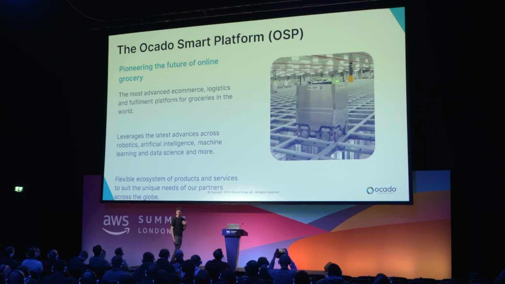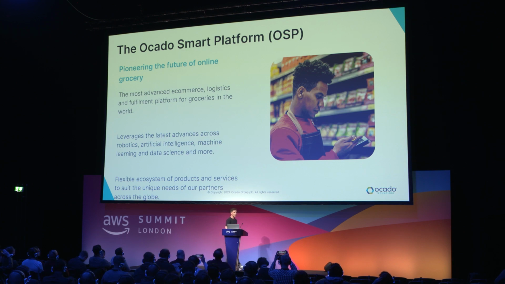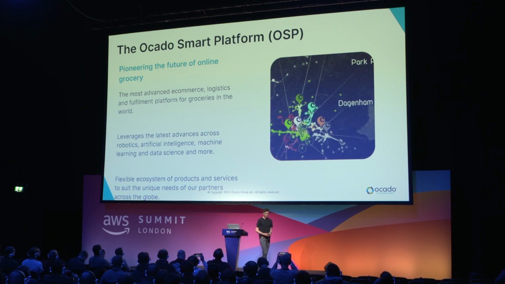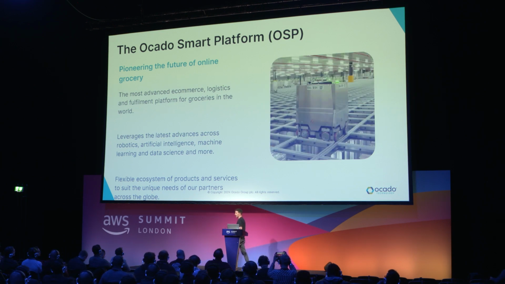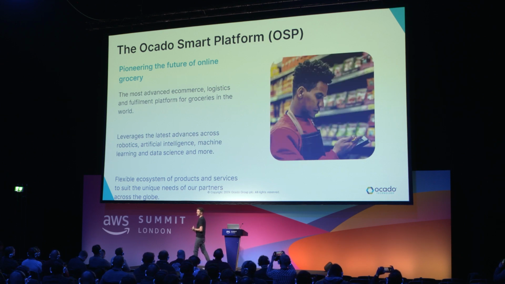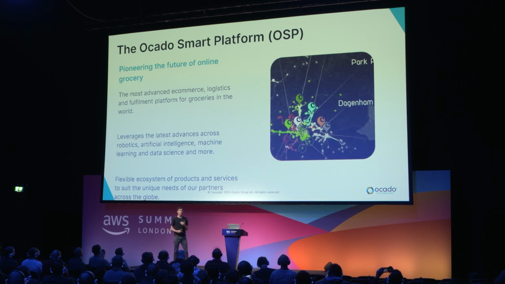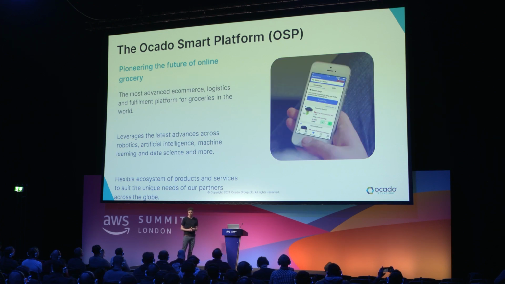Now, OSP is the most advanced e-commerce, logistics, and fulfillment platform for groceries in the world. It leverages advanced technologies such as data science, robotics, machine learning, and it's built for the cloud and uses a microservices architecture.